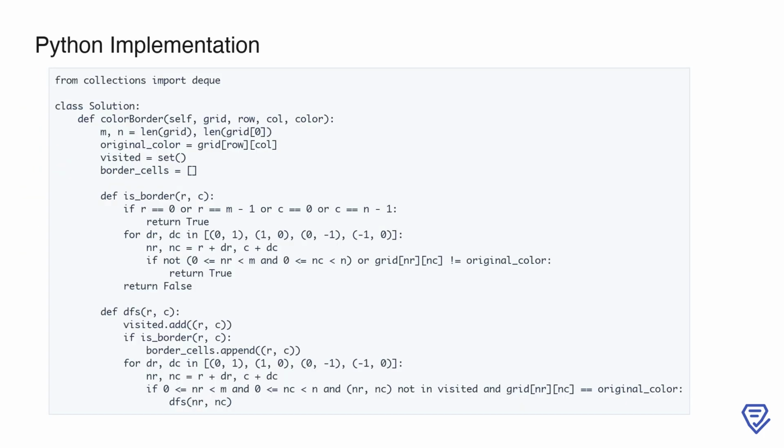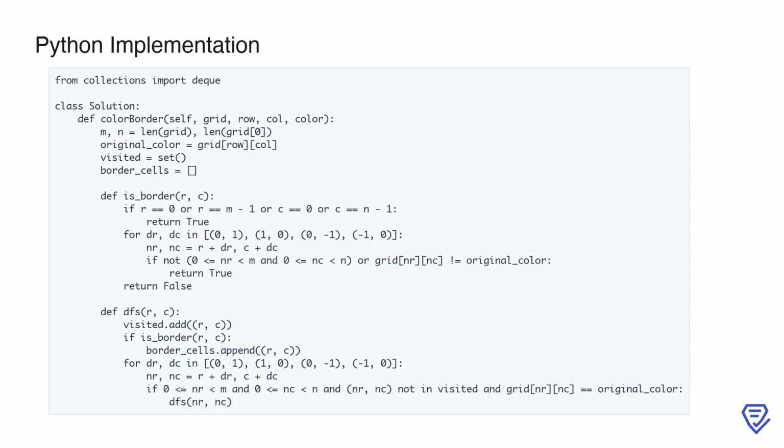Here, we start by importing deque from the collections module and defining a Solution class with the method colorBorder. The method takes in the grid, the starting cell's row and column indices, and the new color. We first determine the dimensions of the grid, m and n, and store the original color of the starting cell. To keep track of visited cells, we use a set, visited, and maintain a list, border_cells, to store the coordinates of all cells that form the border of the connected region.